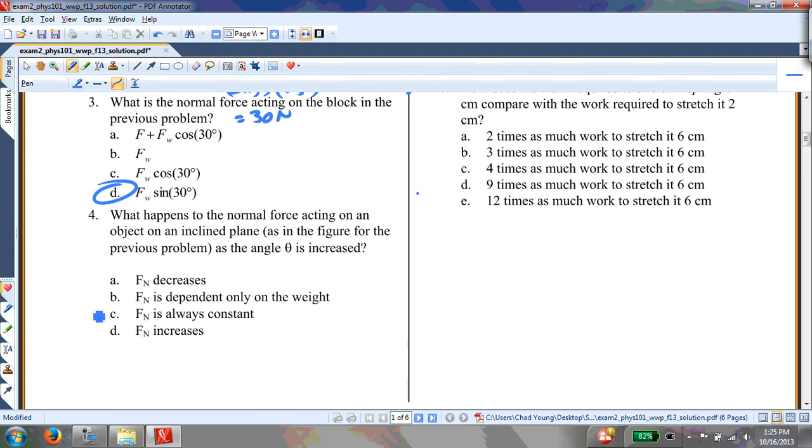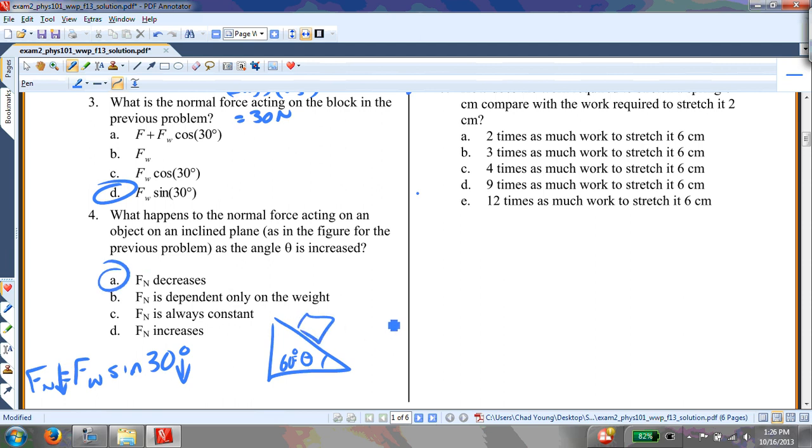D is number 3. What happens to the normal force acting on the inclined plane as the angle theta is increased? Well, if I have an inclined plane here, theta, if I increase that theta, that's Fw sine of 30. Now 30 isn't theta. Remember, this was 60. But if I increase that, that makes this angle go down. And as that angle goes down, the normal force also goes down. So the normal force decreases. You can think about it too. In the extreme, when it's all the way up vertical, the normal force equals 0, because it's no longer touching the surface when it's vertical.